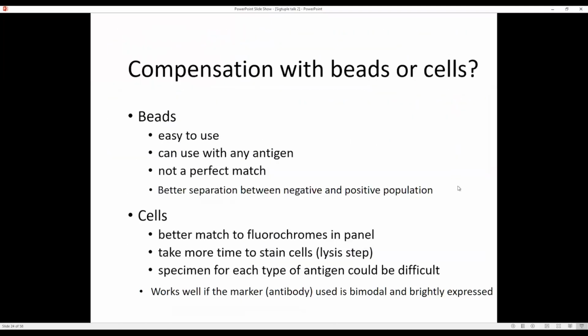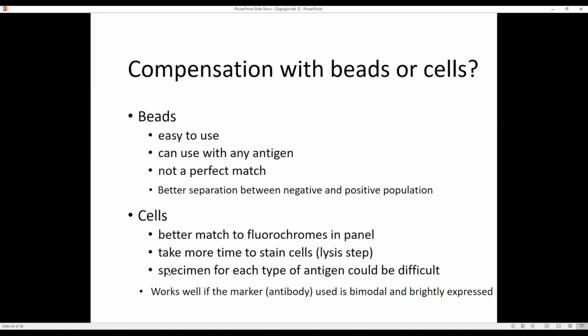So when you're selecting beads, you get this advantage of good separation between negative and positive population, which you may not be able to get in cells when the markers are not quite correct, right? But when you take cells, the advantage is it's a better match, because you work with cells, biological samples, every day. So they have a better match with the experiment you're doing. And the problem with cells is that you need to lyse the RBCs, because when you take peripheral blood, you cannot directly use it. You need to lyse the RBC. So it's going to take that extra time and an extra lysing step.